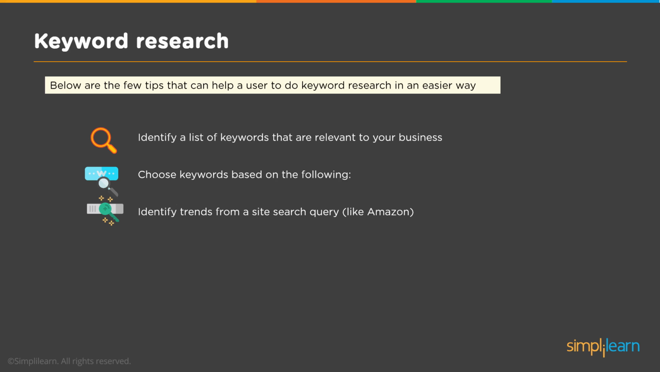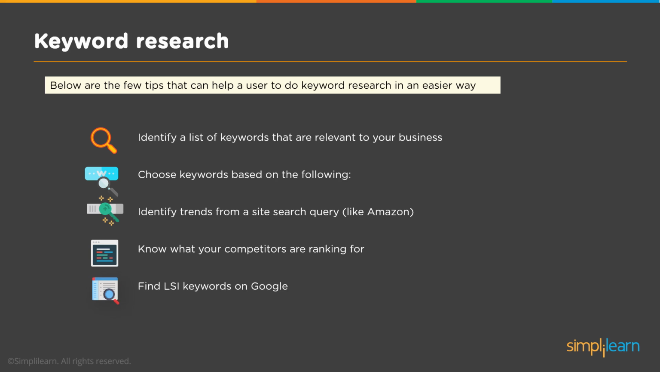We can also identify trends from a site search query like Amazon and know what your competitors are ranking for. So we can also go back into Moz and see, just by typing in some of the keywords we're focusing on, if our competitors are ranking for the same keywords just by using that Keyword Explorer tool. And then another thing we want to look at is LSI, or latent semantic indexing.